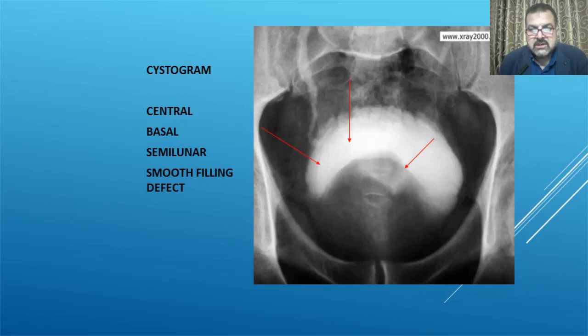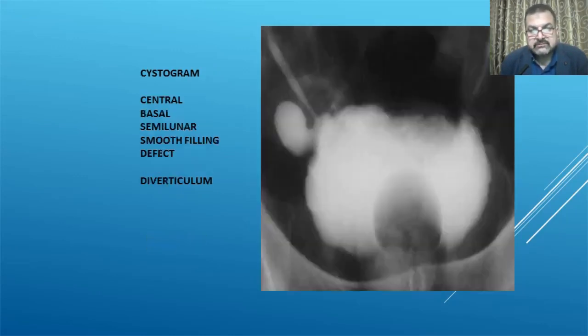Here cystogram, by injecting contrast inside the bladder. You can see here there is a filling defect centrally or in the lower segment part of the bladder, which can be either tumor or median lobe of prostate. Here I believe it is median lobe of a prostate patch.